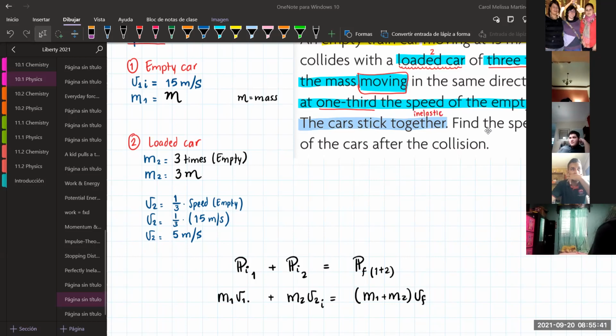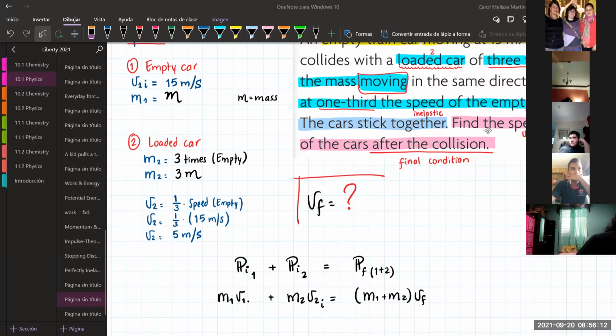But then the most important part says, find the speed of the cars after the collision. I need to find the speed. Okay, I'm looking for a velocity. But then it says after the collision. After the collision tells me about a final condition for velocity. That means that I'm going to look for the final velocity of the two objects. So this is what I'm going to focus on. That's what I'm going to look for.